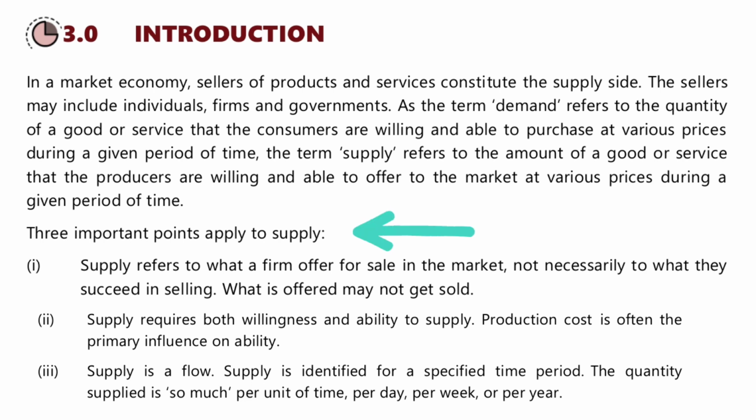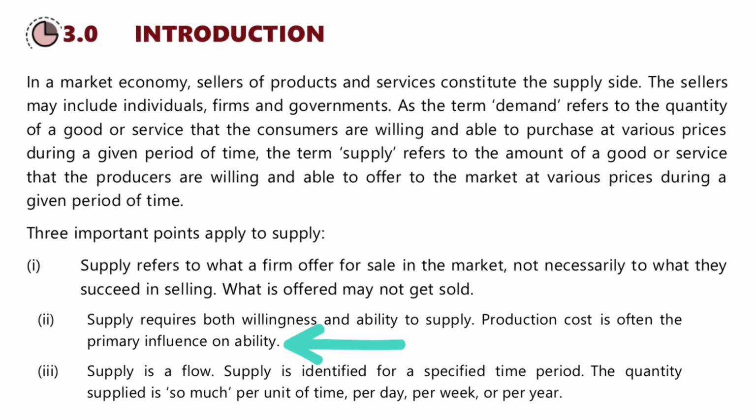Now, these three important points need to be understood when we talk about supply. Supply, as I told you, refers to the quantity that is available in the market, but at the same time, it does not mean the number of items that are sold. It talks only about the number of items that are ready to be sold.